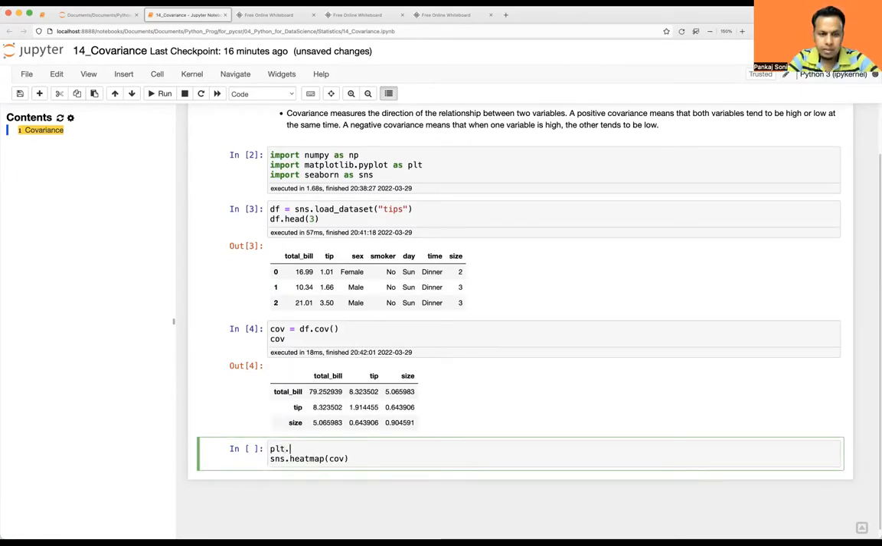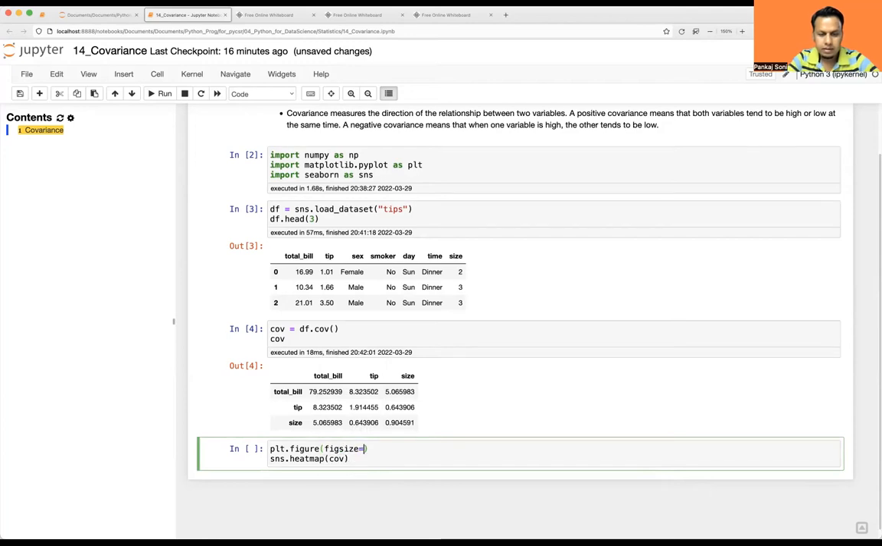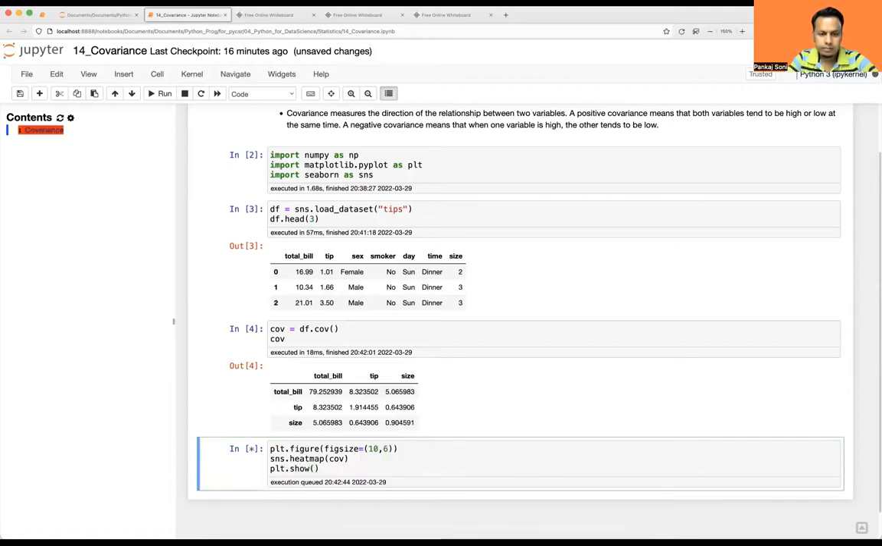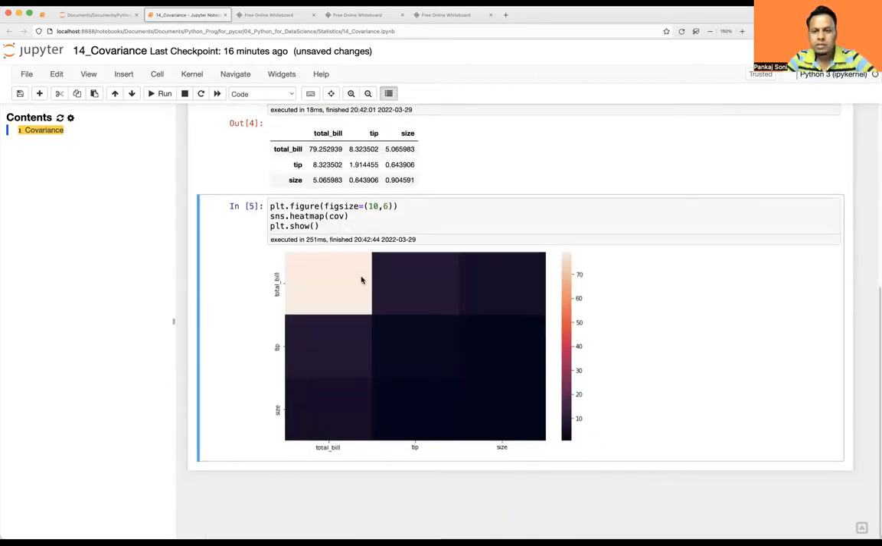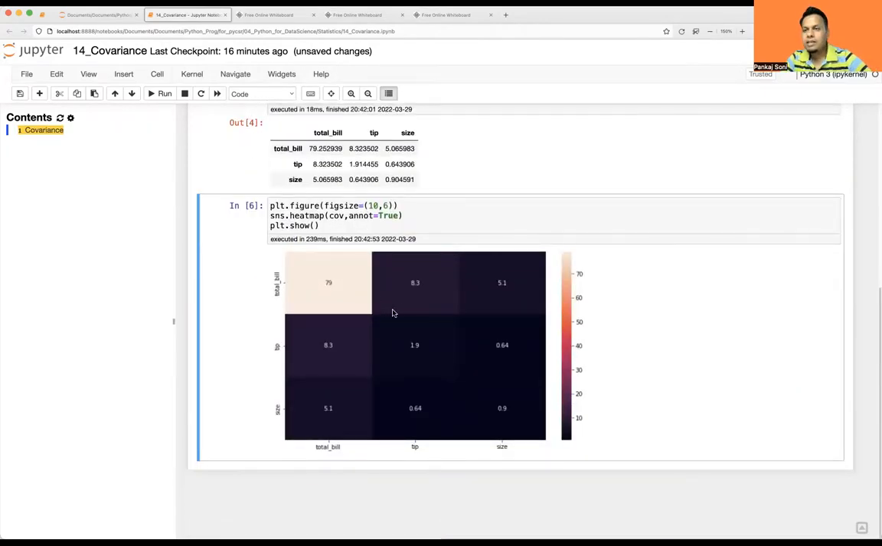Okay, plt dot figure, say figsize, I just give it a 10 by 6. plt dot show. Okay, so this is your heat map for this. Now, if I put annot equals true, it is going to put all the values. So these values are nothing but representing the covariance.